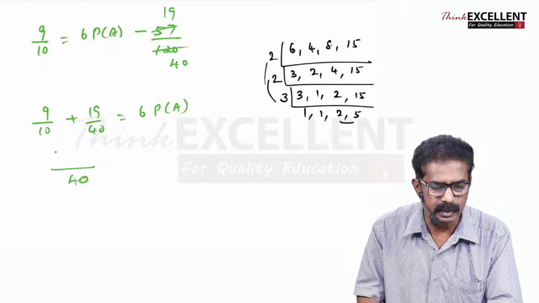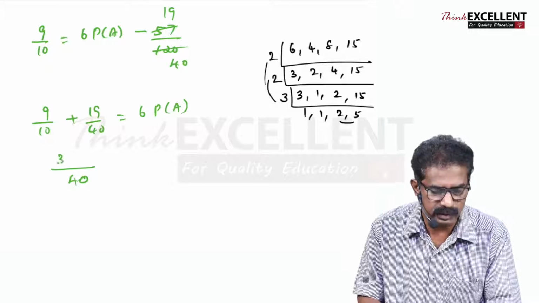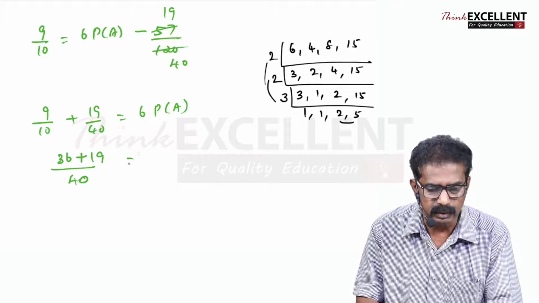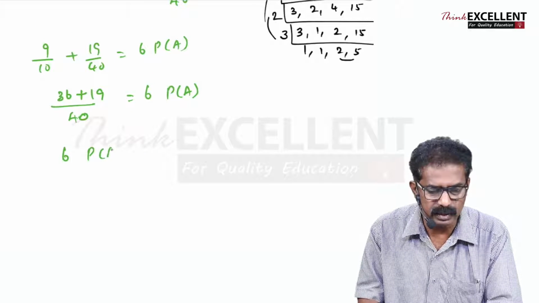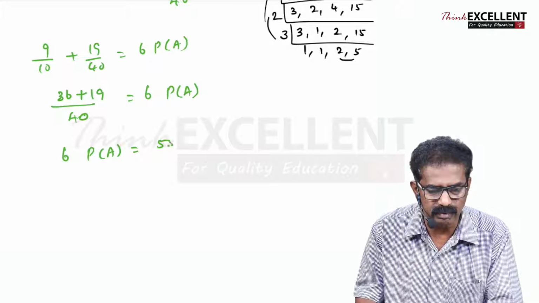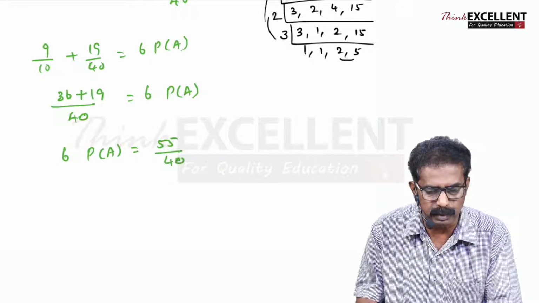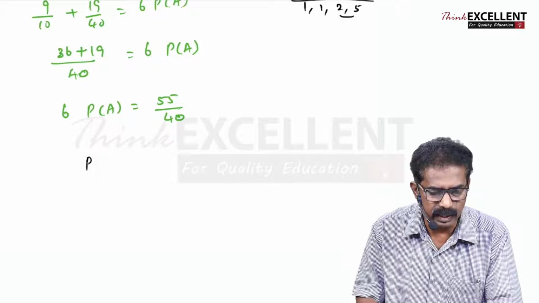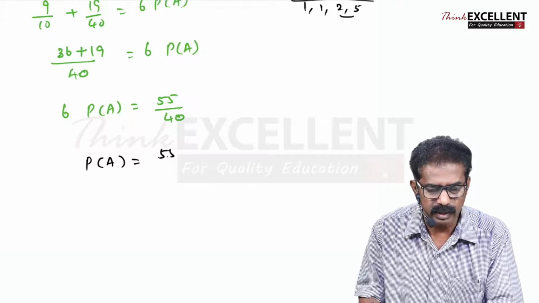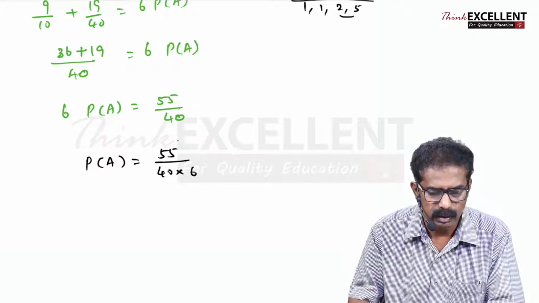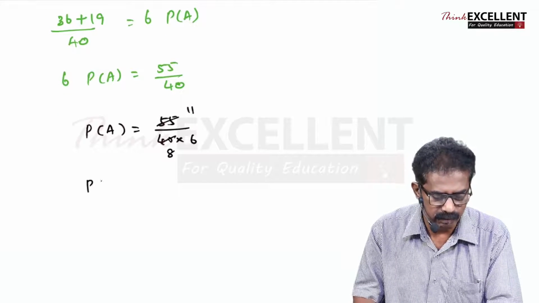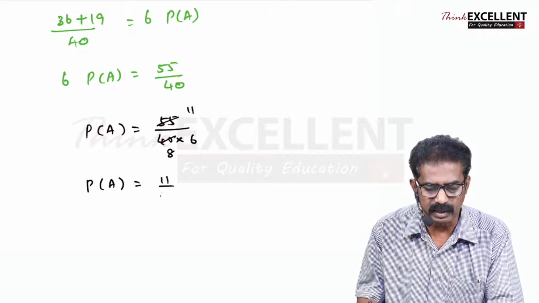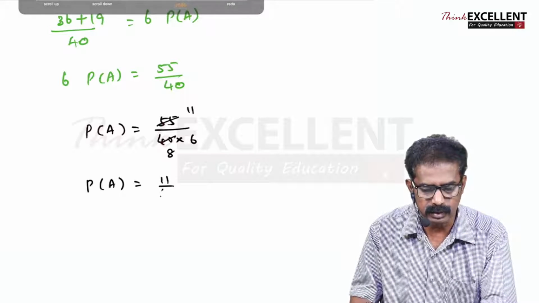40 divided by 10 is 4, right? 9 4s are 36 plus 19 equal to 6 times P of A. So 6 times P of A is equal to, add these two, you will get 55 by 40. The 6 will come down. So you are getting P of A is equal to 55 by 40 and the 6 has to come down. So cancel by 5 table, 11 and 8, right? So P of A equal to 11 by 48. So this is P of A.